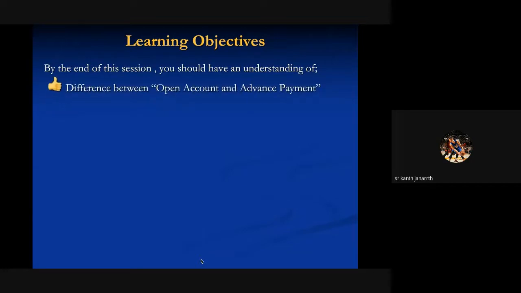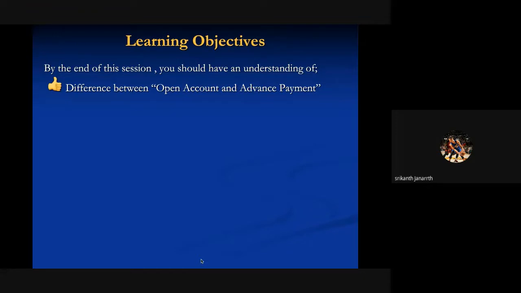So the objective of today's session: by the end of the session, you should be able to know the difference between open account and advance payment, which we couldn't look at in the previous class. In the previous class, we went over letters of credit or documentary credit, and we learned documentary collection, under which you have documents against acceptance and documents against payment. So we learned three methods: letter of credit, documents against payment, and documents against acceptance.